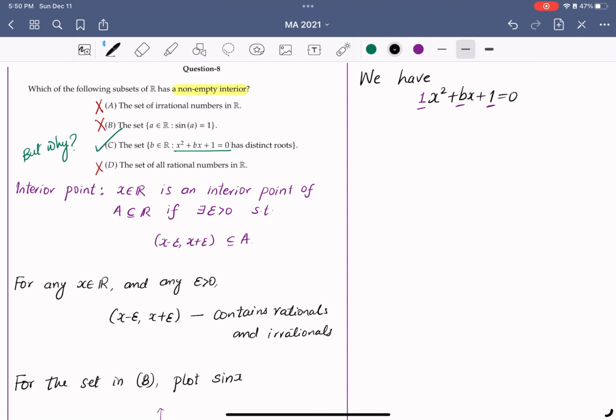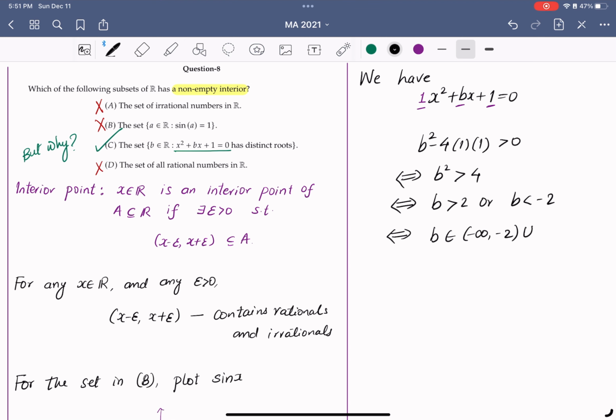So apply the condition of distinct roots. What we have is this. b squared minus 4ac should be greater than 0. Now this is the same as saying b squared is greater than 4, which means that b should be either greater than 2 or it should be less than minus 2. In other words, b belongs to the union of these two open intervals. And hence, the set in C is given by this set, which is obviously an open set which has a non-empty interior. And hence, this is the proof.